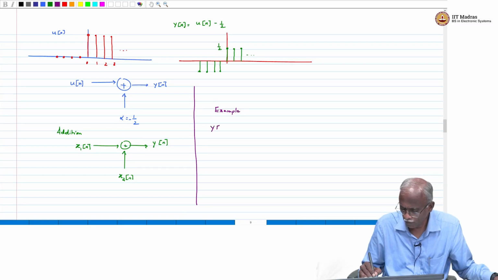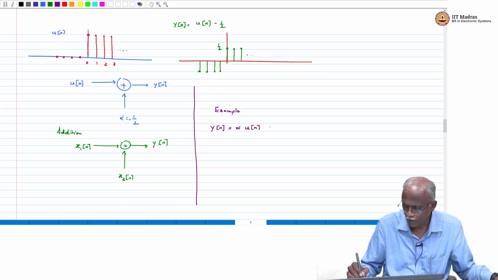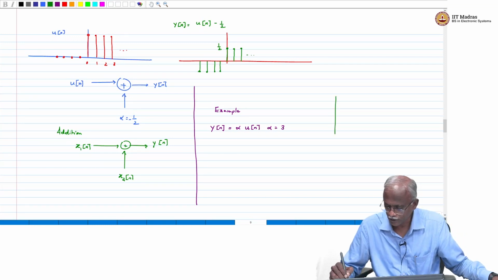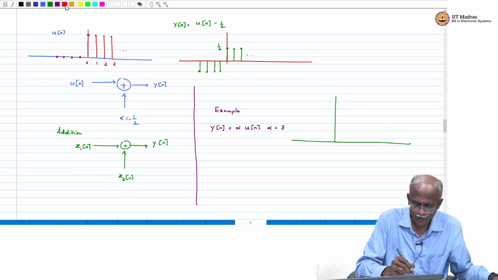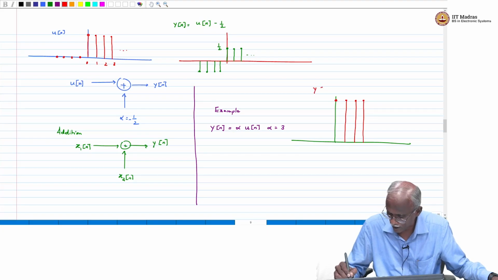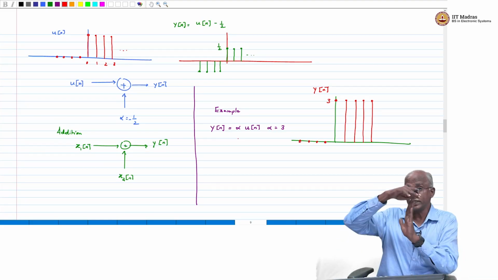So, y of n is equal to alpha times u of n, where alpha equal to 3. Look at the original sequence. The original sequence had all samples equal to 1, but now all the samples will be at a height of 3. This is the actual sequence y of n. Wherever it was 0, it continues to remain 0, since 3 times 0 is 0. So, it looks like a unit step, but it is not at a height of 1.